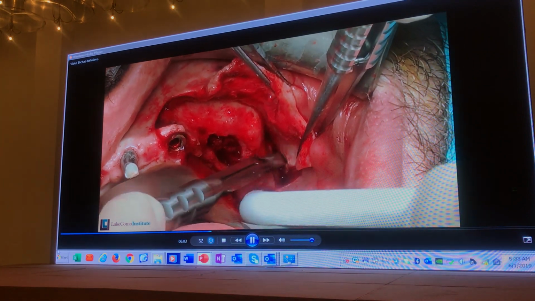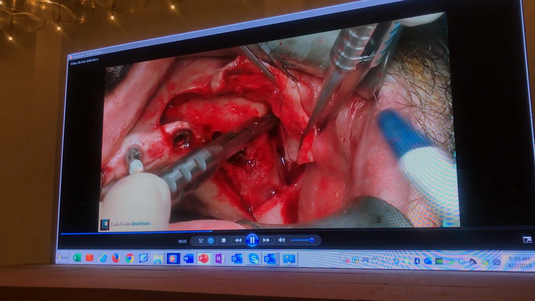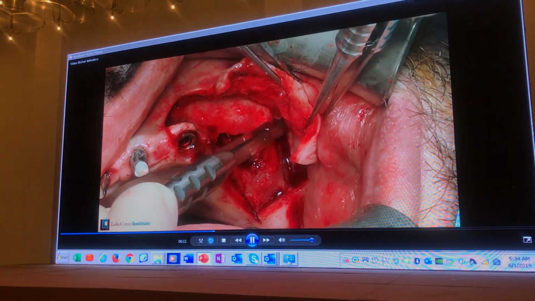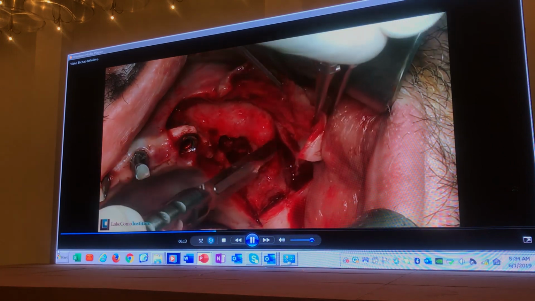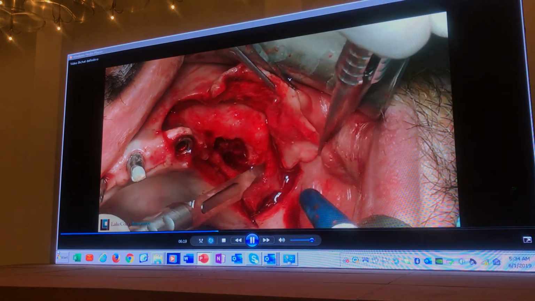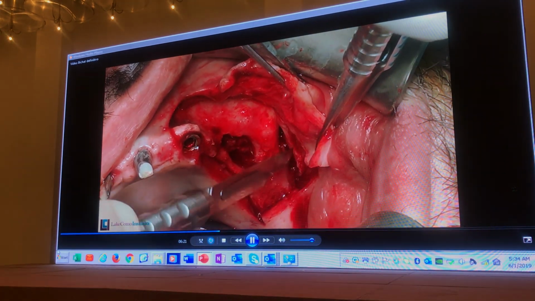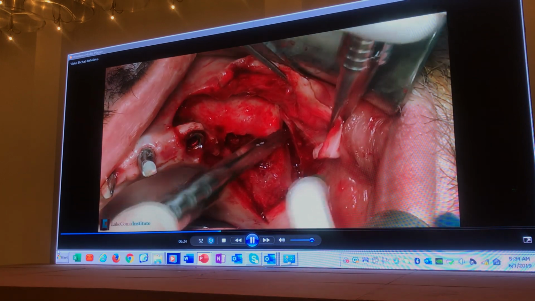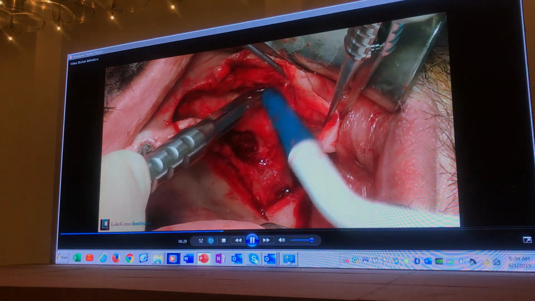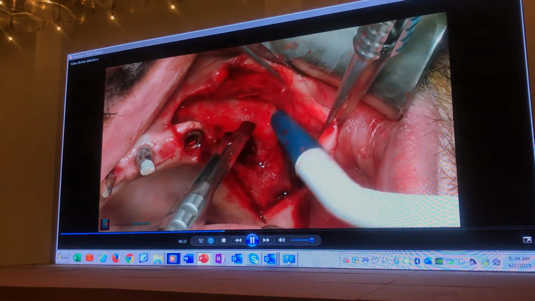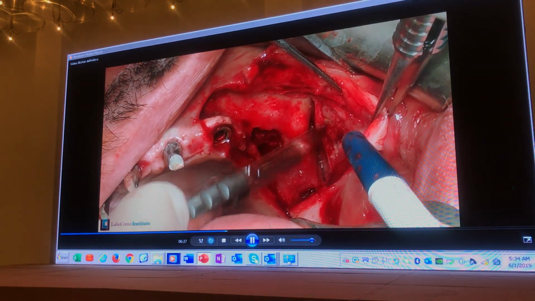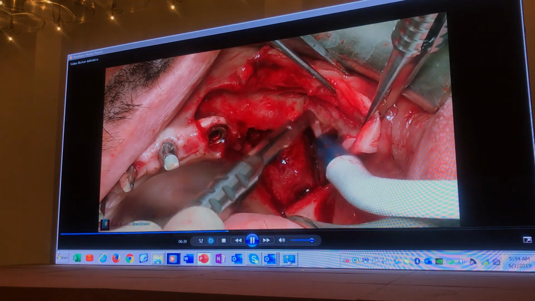Okay, now splitting the periosteum up in the area of the mucobuccal fat pad. Once you find the fat pad, you will know that you found it because it's just going to want to come out. There it is. See it?